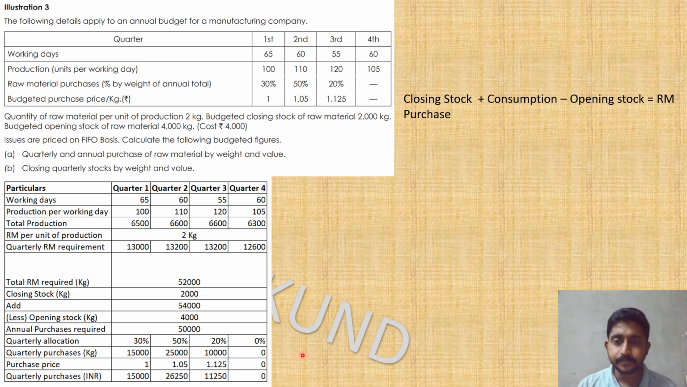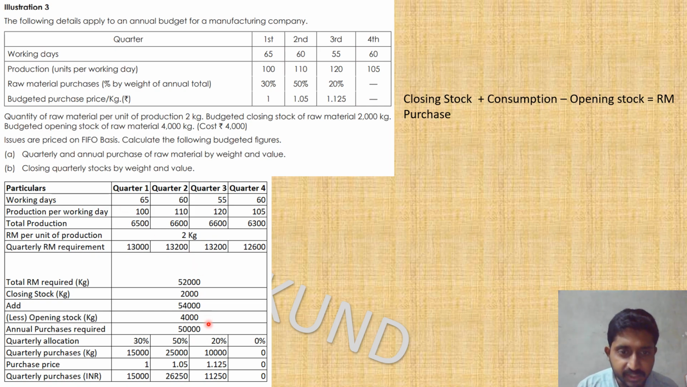So what we have to keep in mind is, what is the twist here? The twist here is we have applied the formula and found the total RM required for the year and also the total RM purchases for the year. But here they have asked quarterly also. That is the twist in this question.